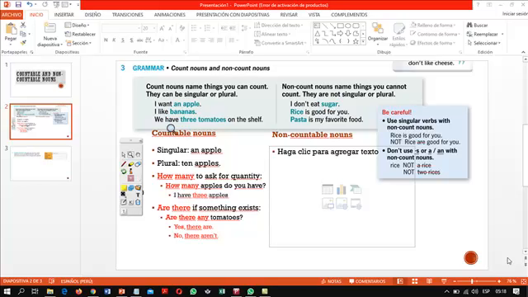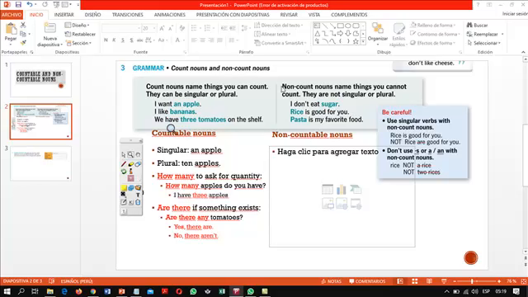Okay, now let's continue with the next grammar. We already talked about countable nouns, right? In your books, this is exercise 3 on page 82. Okay, now let's see non-count nouns.